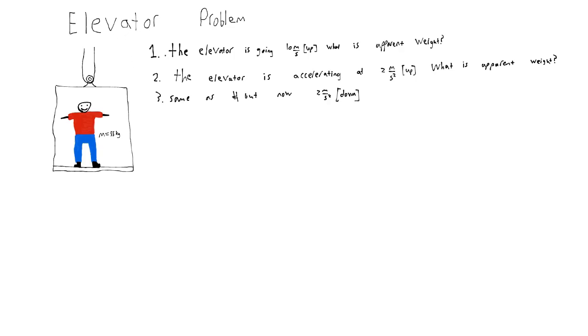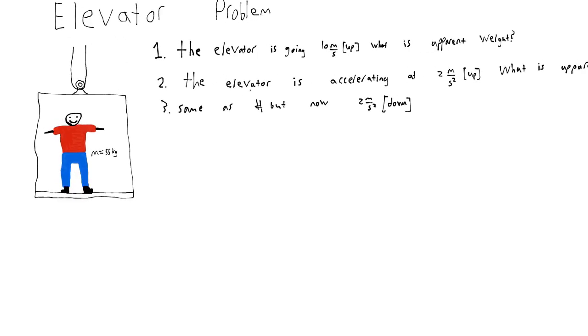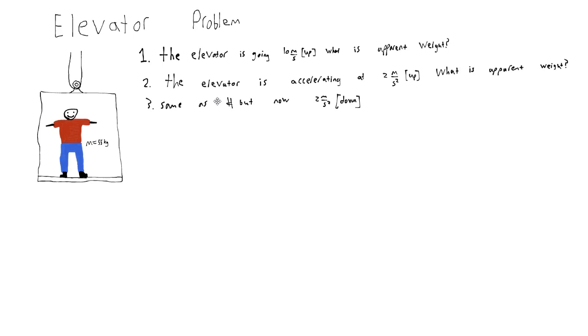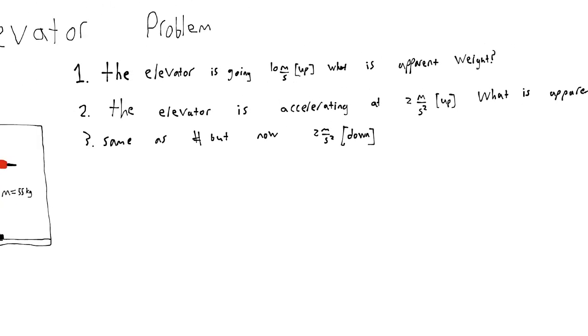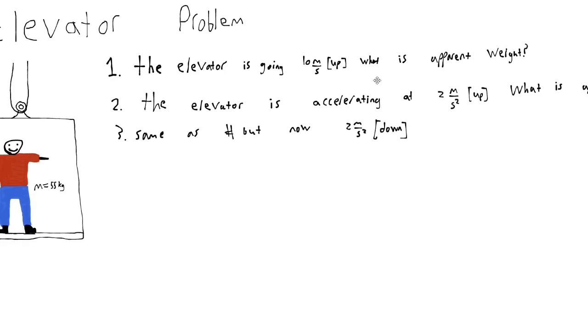All right, so this is the elevator problem. There's three different questions here, and I'm going to answer them all and show you how to do them. The first question here is: the elevator is going 10 meters a second up. What is the apparent weight?